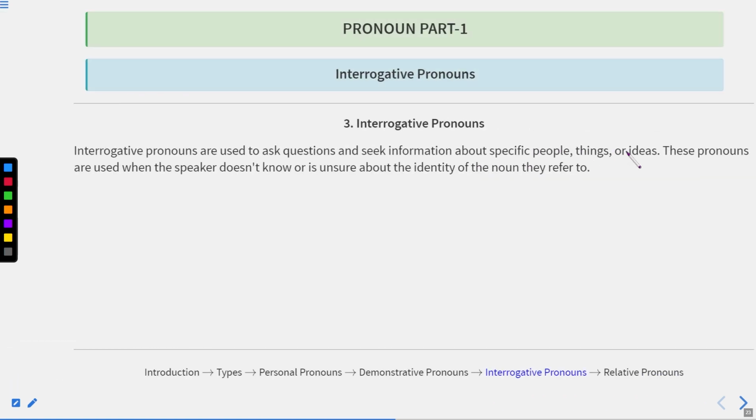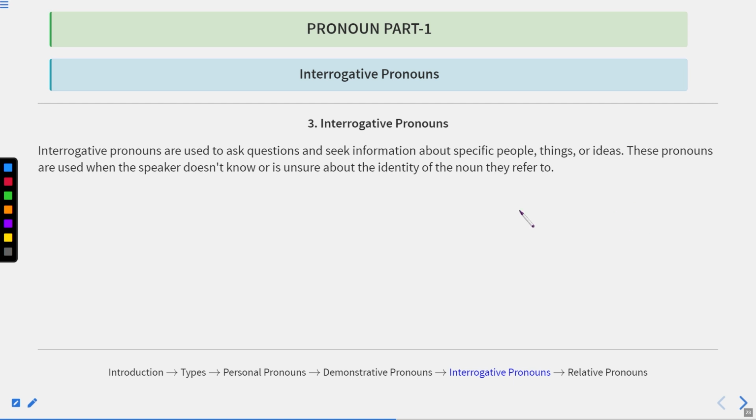Now we'll discuss interrogative pronouns. Interrogative pronouns are used to ask questions and seek information about specific people, things, or ideas. So interrogative means questions, and if any pronoun is used to make questions, that is known as an interrogative pronoun. These pronouns are used when the speaker does not know or is unsure about the identity of the noun they refer to.